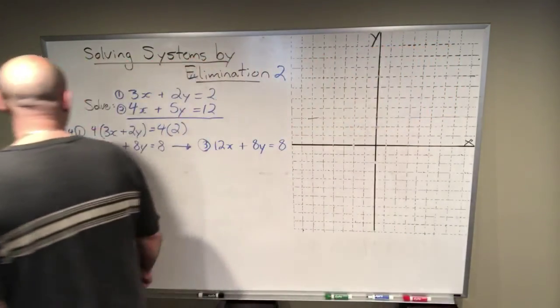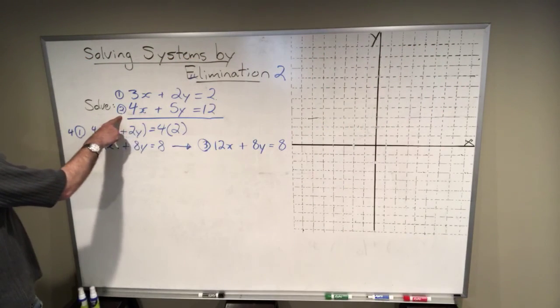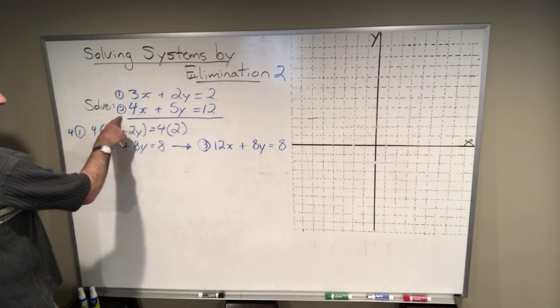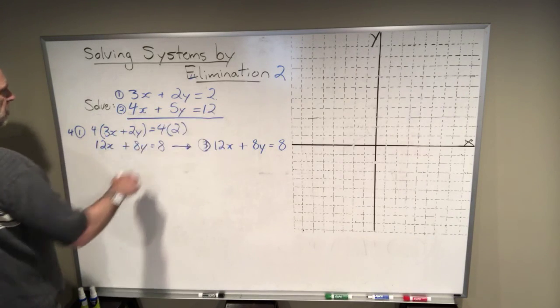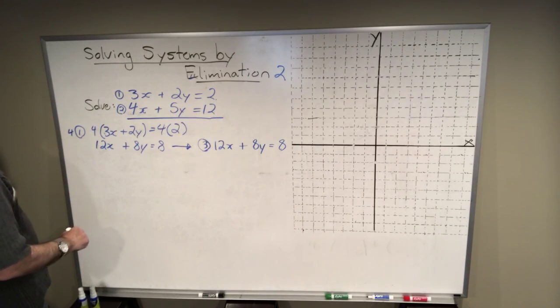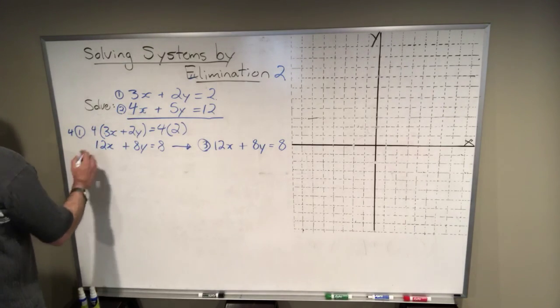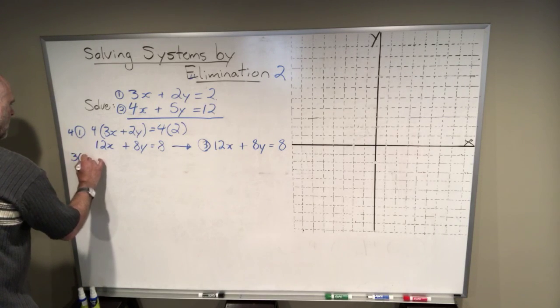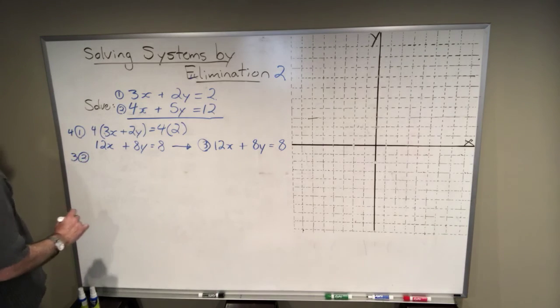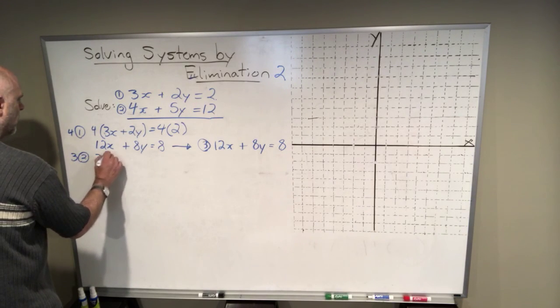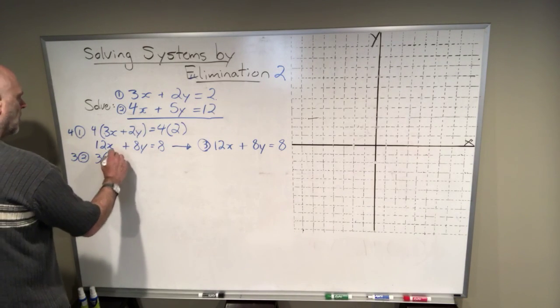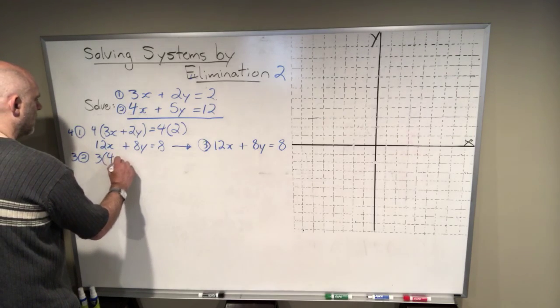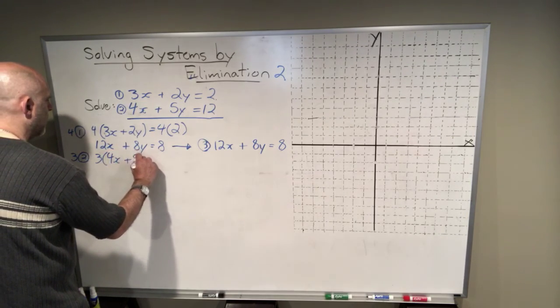Now I'm going to multiply the second equation by 3 in order to get 12 as a coefficient for x. So this is 3 times equation 2. Okay, so I'm saying 3 times 4x plus 5y.